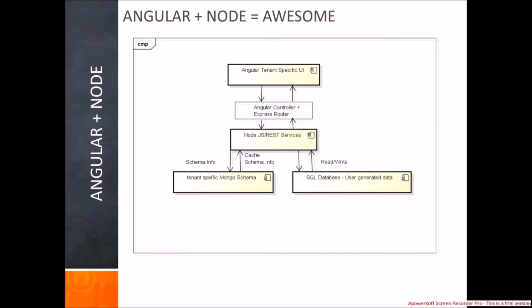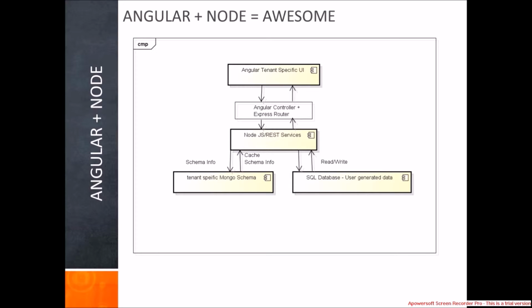Angular UI will have its own controller and Express routers. So the tenant specific schema is first read into the client, and the values are filled into the application by the users. The values are automatically populated by the Angular two-way binding, which is an excellent feature that automatically binds data in two ways. The data entered by the users is saved into the MySQL database as user generated data.